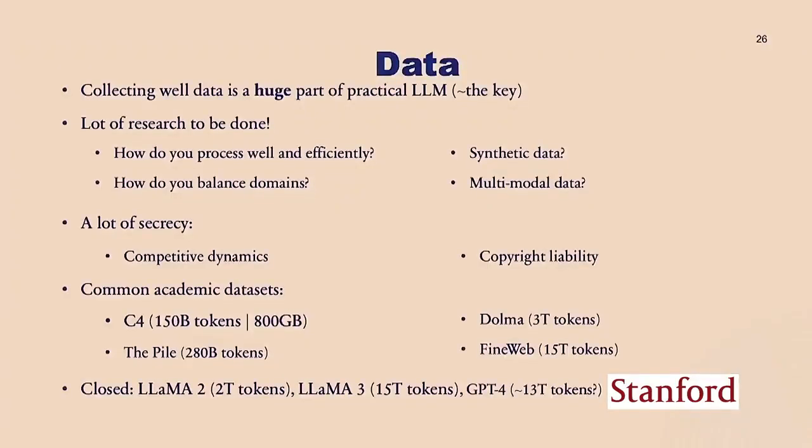In terms of closed source models, just to give you an idea, Llama 2 was trained on 2 trillion tokens. Llama 3 on 15 trillion tokens, which is currently the best model that we know of in terms of how much it was trained on, the same as the biggest academic benchmark, 15 trillion tokens. GPT-4, we don't really know, but it's probably around 13 from leaks, if the leaks are true.